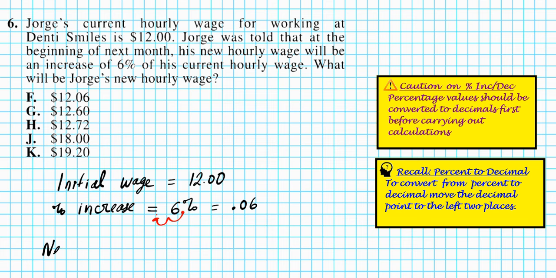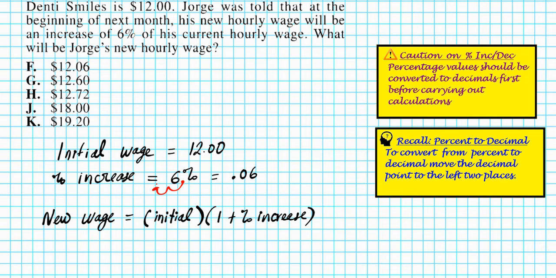Okay, so his new wage is simply going to be his initial wage multiplied by 1 plus the percent increase in decimal form. This is the quickest way to carry out your calculation. Remember that on the ACT exam, there are 60 math questions and you have 60 minutes to solve all of them. So you basically have around a minute per problem. So you want to be as fast as possible when you're solving these problems, all right? So this is the fastest formula to help you solve the problem.